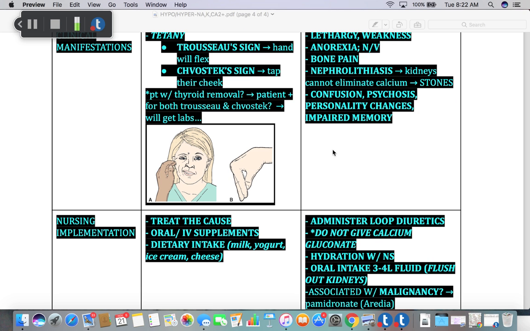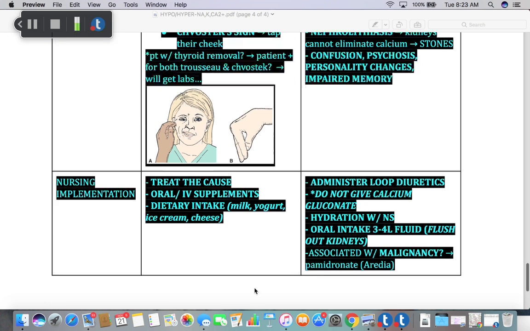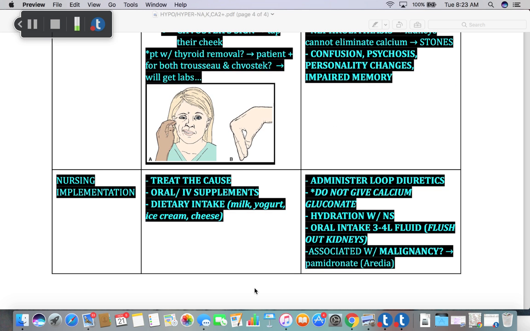For hypocalcemia, you're going to treat the cause, give oral and IV supplements, and increase dietary intake. So foods that are high in calcium include milk, yogurt, ice cream, and cheese. For hypercalcemia, you're going to administer loop diuretics. Never give a patient calcium gluconate. You're going to hydrate them with normal saline. Oral intake should be 3 to 4 liters of fluid, basically to flush the kidneys out and get rid of all that excess calcium. And if it's with malignancy, you're going to treat that.